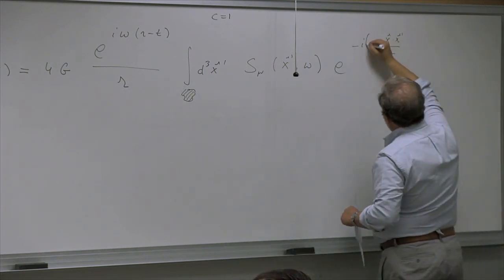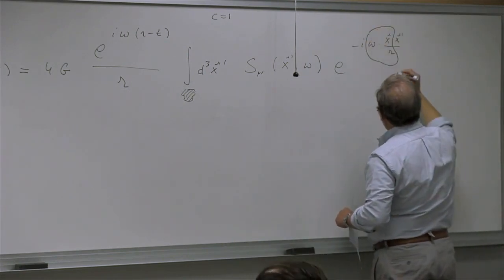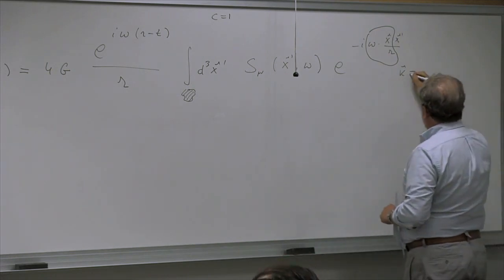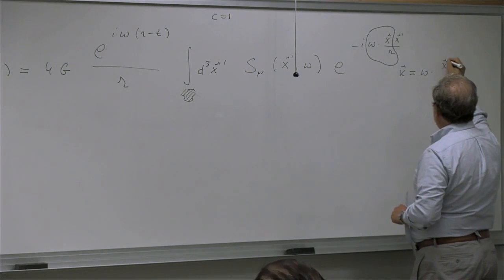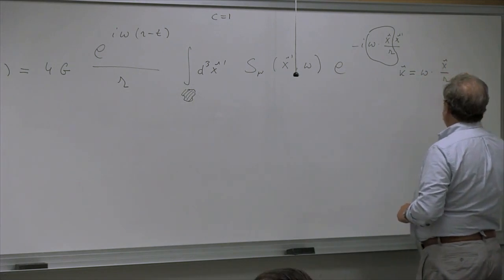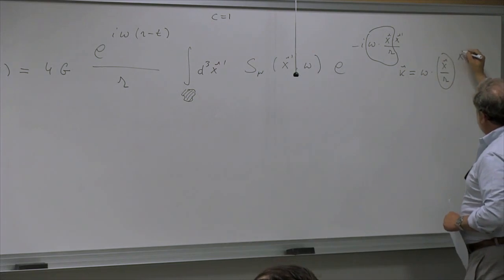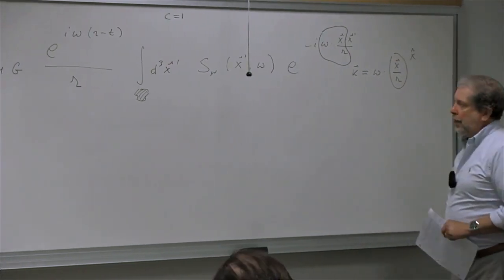And so this part here, we're just going to call it k. k is equal to ω times x divided by r. And so this is basically a unit vector, so we can denote that by x with a hat if you want.